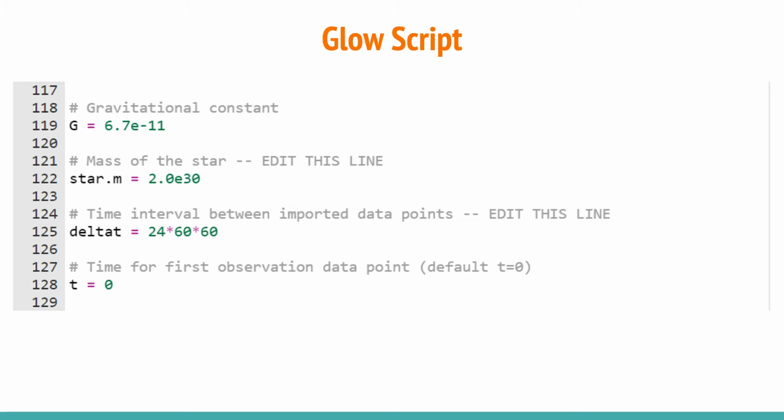I used my email address to create a trajectory for the star. I inserted the mass of the star into the starter code provided. The time between trajectory points in my data is 1 day, so I set delta t equal to the number of seconds in a day.